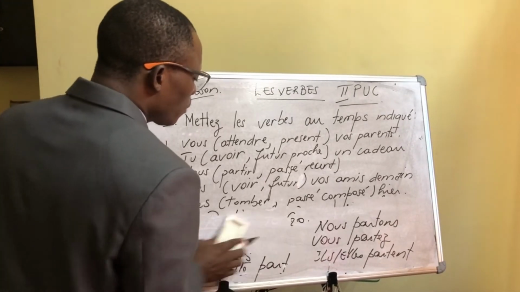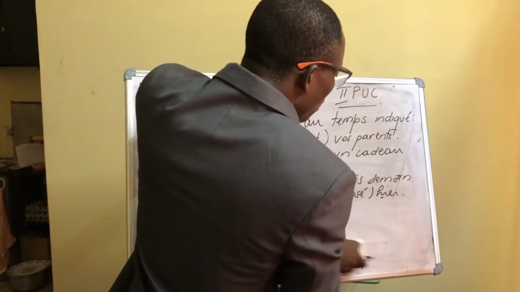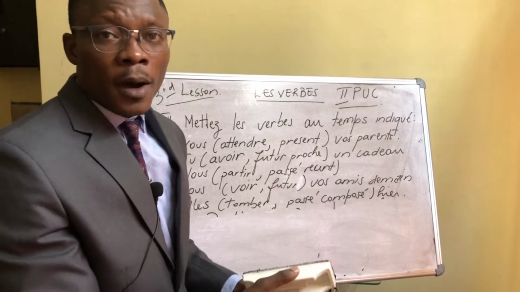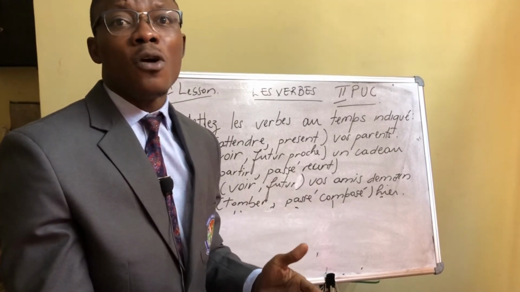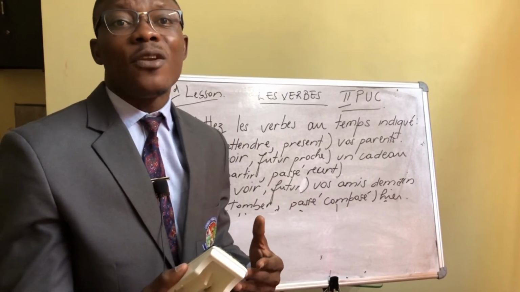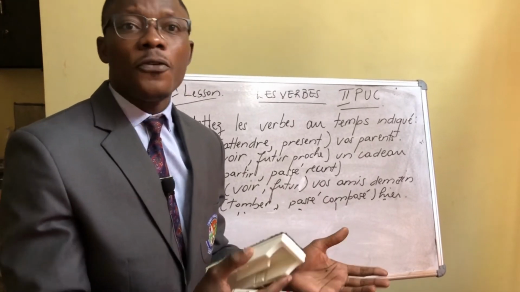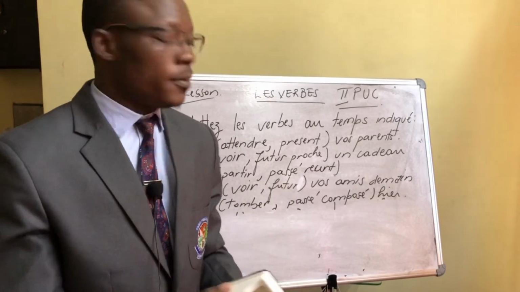Now, let's go to the third group. For the third group, there is no specific rule. Remember, from second group till third group, most of those verbs belong to irregular verbs. They don't follow rules at all. A few follow the rules, a few don't, which means they keep changing.